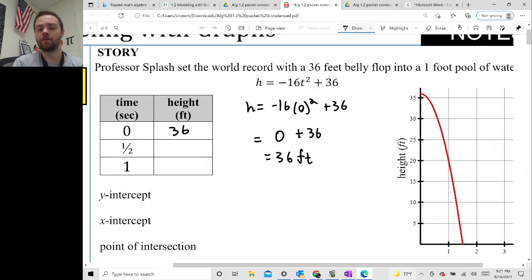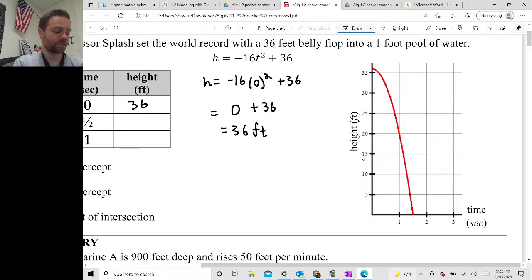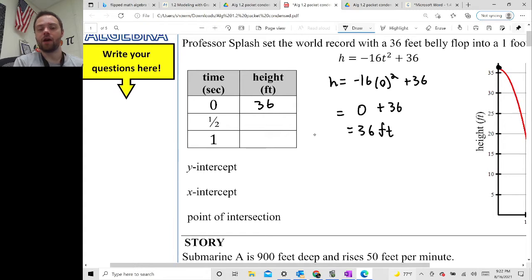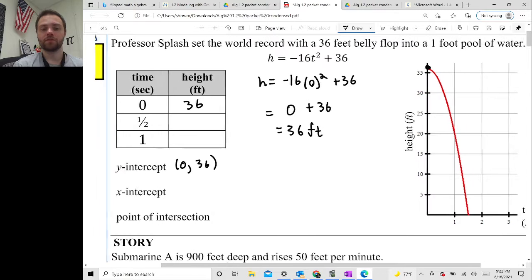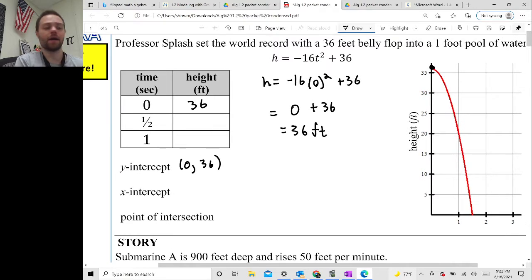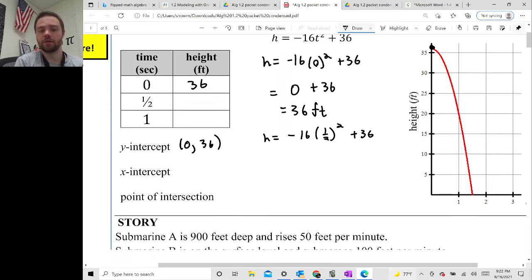And if you notice over here on this graph, that's on the y-axis. That's this point here. So that's also a key feature. So that tells us that the y-intercept is the coordinate (0, 36). So the next thing I want to plug in is 1/2. I want to see what happens whenever I plug in 1/2. So I've got h equals negative 16 times (1/2) squared plus 36.